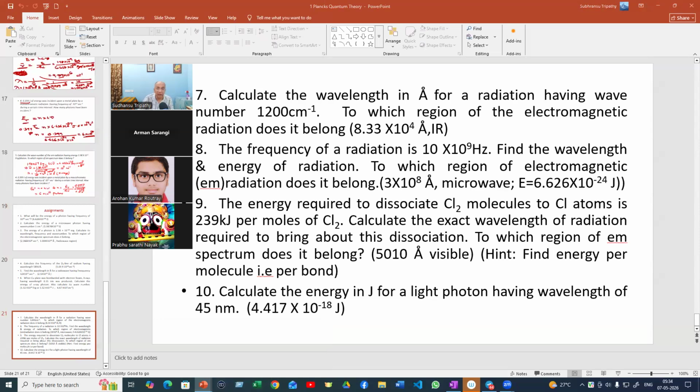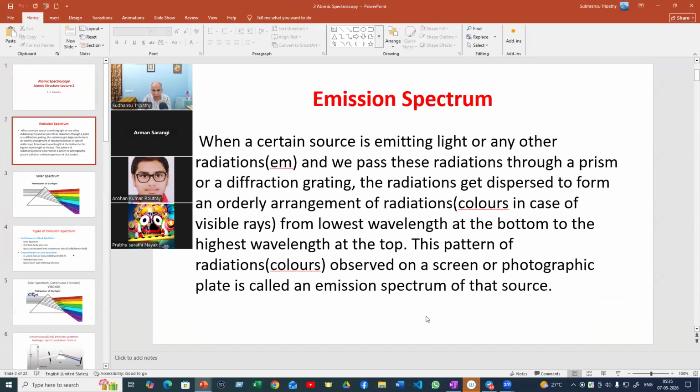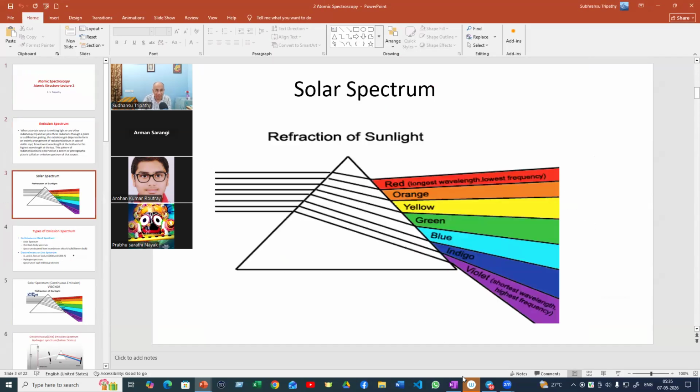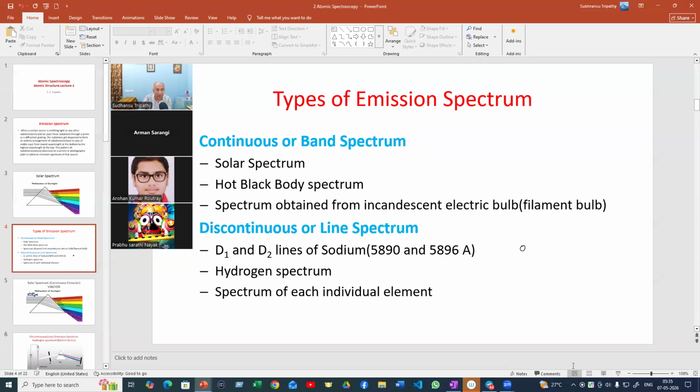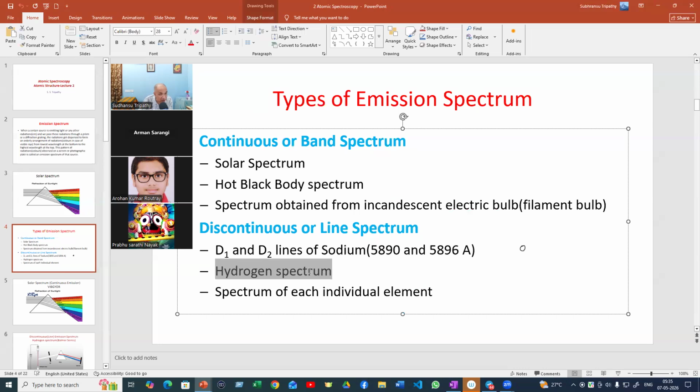And this second one also we have done. Atomic spectroscopy, that we have done. I have shown you beautiful pictures. Emission spectrum. This is the VIBGYOR, and continuous and discontinuous, D1 and D2 lines of sodium. In the coming program, you'll see the hydrogen spectrum. That is also discontinuous. The spectrum of each individual element is different, and they will not match with any other. They are the distinguishing mark of a particular element. And the solar spectrum, blackbody radiation spectrum from an incandescent ball, like a filament bulb.